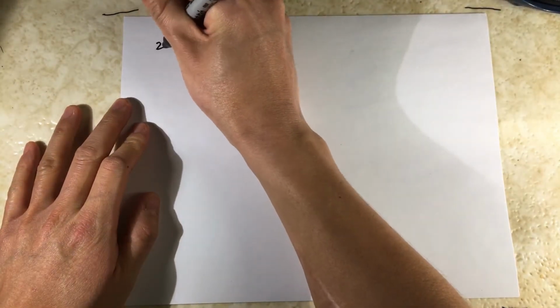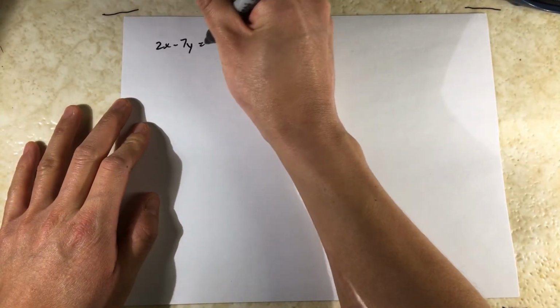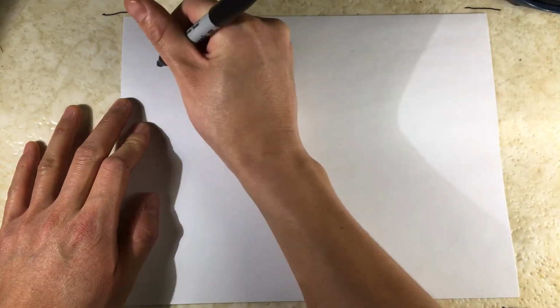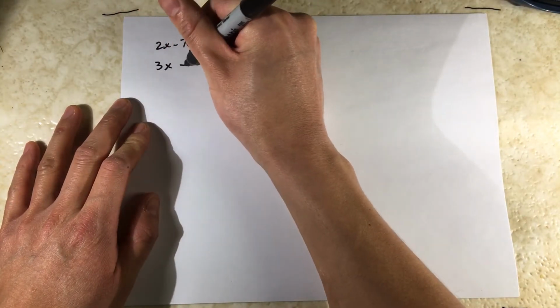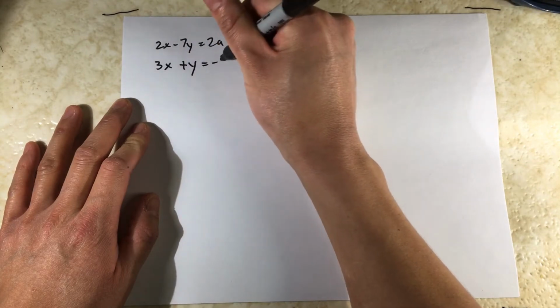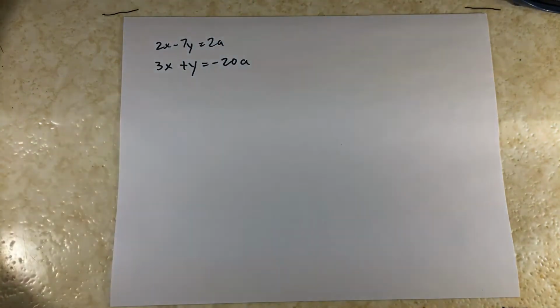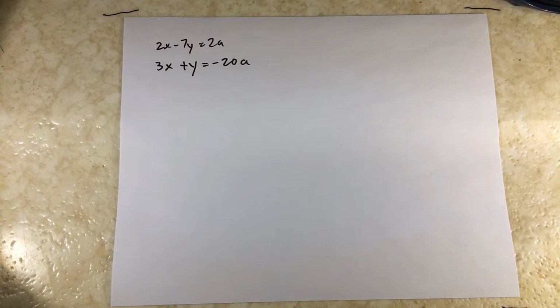All right, so I'm just going to do one more example, and we'll wrap this thing up. Let's say that we have these two: 2x minus 7y equals 2a, and 3x plus y equals minus 20a. If you feel confident about these, the task is to solve for x and y in terms of a. Why don't you try to do that now?